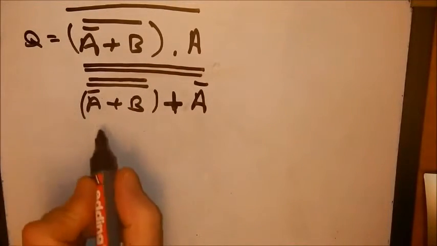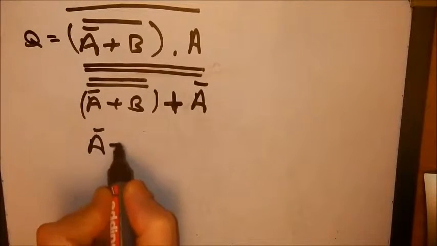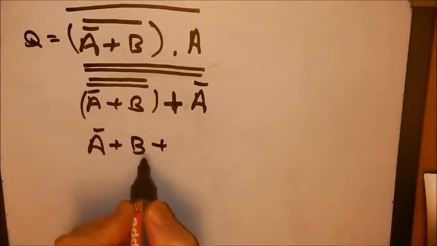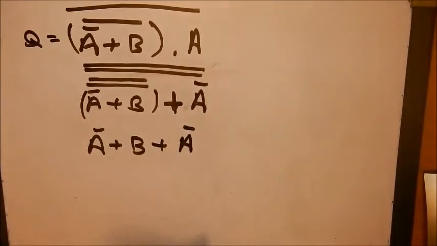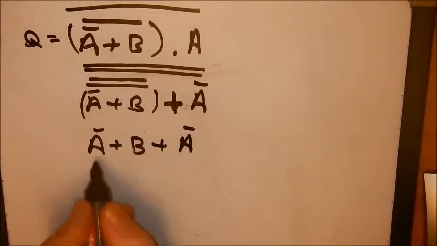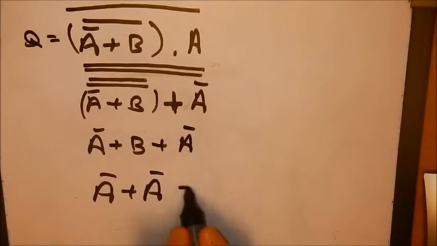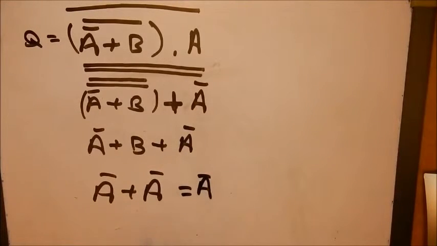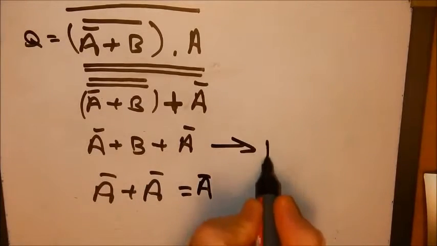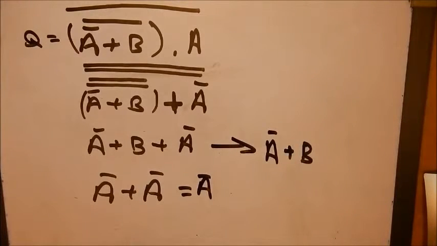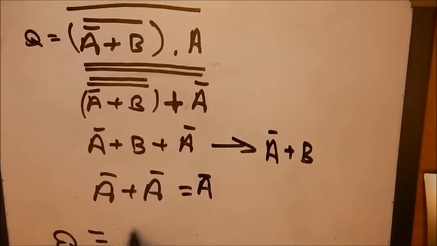And straight away you can see that that allows us to simplify this quite a bit, due to the double NOTting, to become NOT A, ORed with B, ORed with NOT A. Now NOT A ORed with NOT A is simply going to equal NOT A. Therefore this finally becomes NOT A ORed with B. So we can say that Q is equal to NOT A ORed with B.